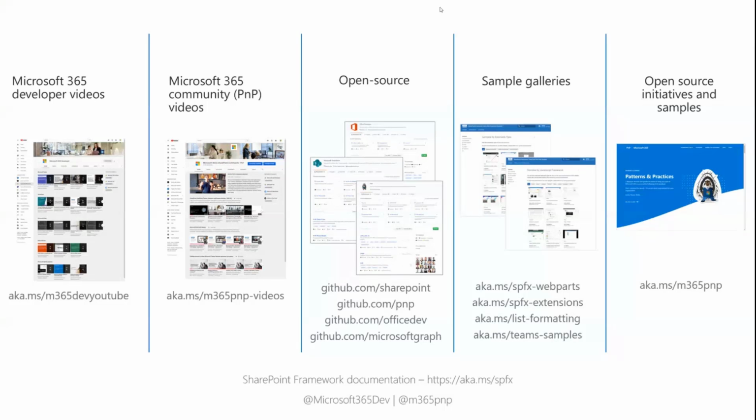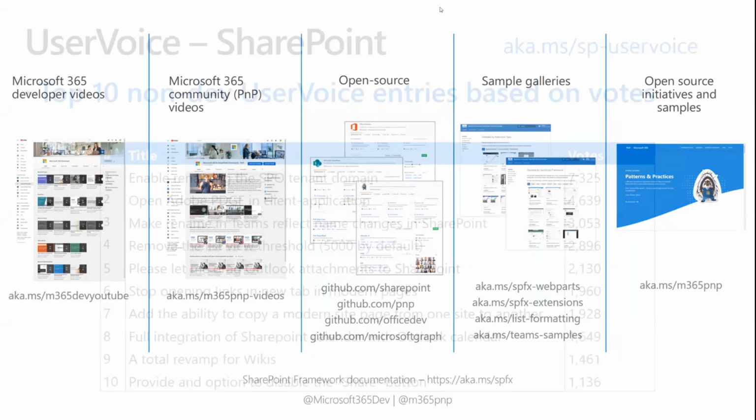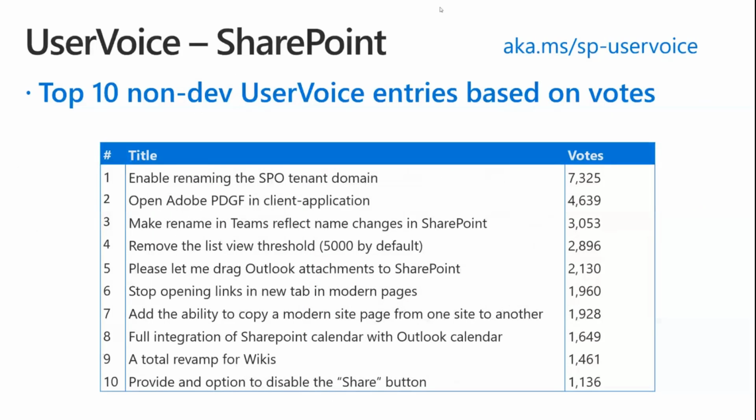Now, before we go to the topic of the day, which again was the branding, I just want to quickly recap some of the latest metrics and some of the latest things happening on the UserVoice side. So first of all, these are the top 10 non-developer UserVoice entries based on the votes. And I think last time we already talked about that the number one request, which is enable renaming of SharePoint tenant domain, is actually being worked on actively. I personally know really well the PM who's owning that, getting closer and closer actually to starting a preview and then getting that publicly available.